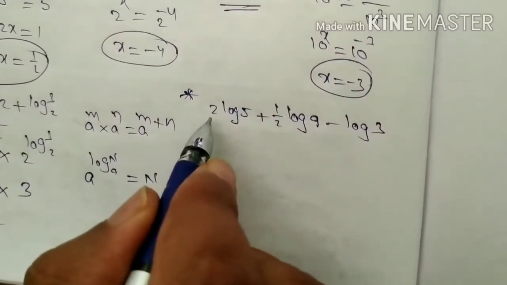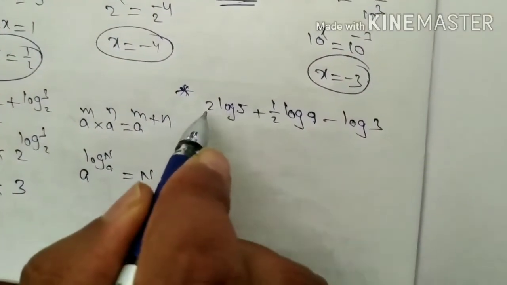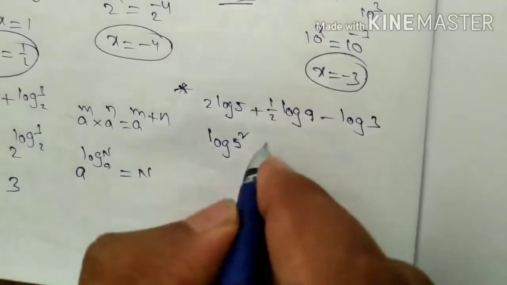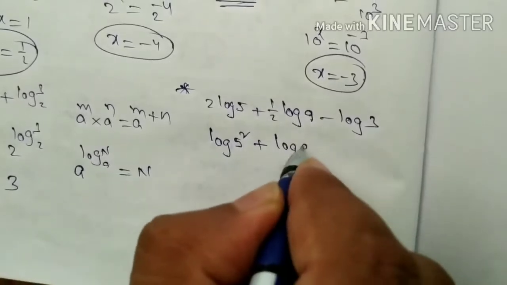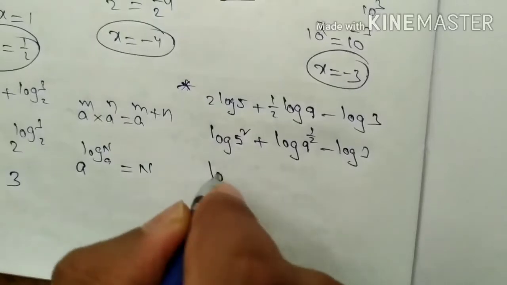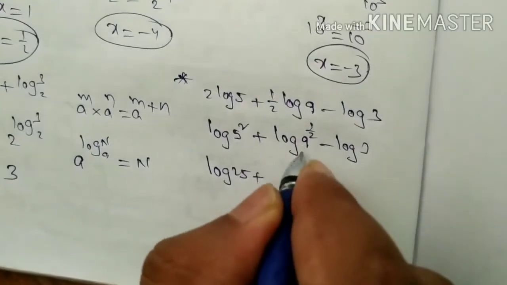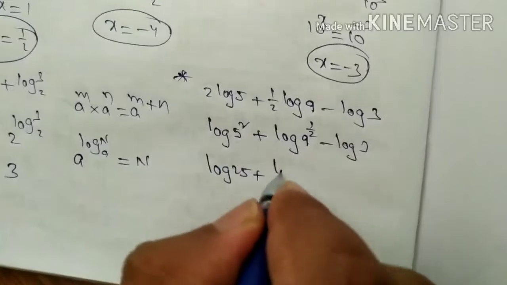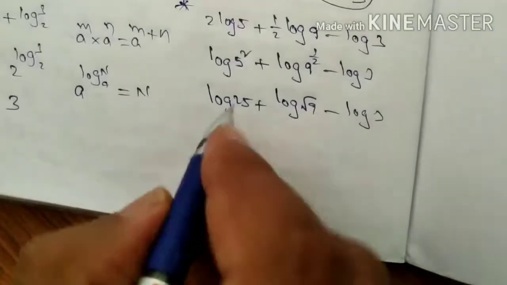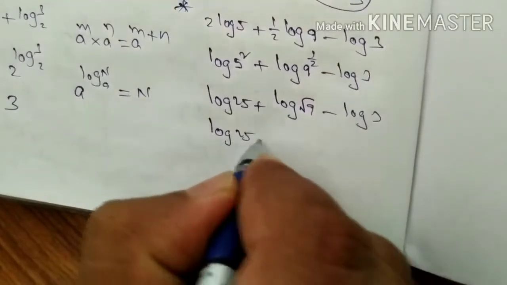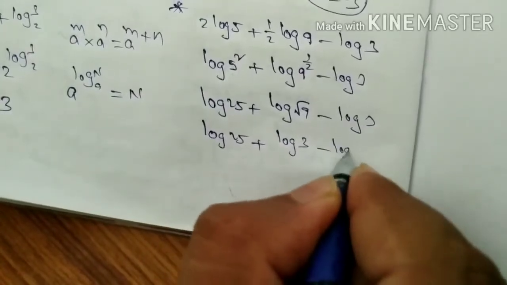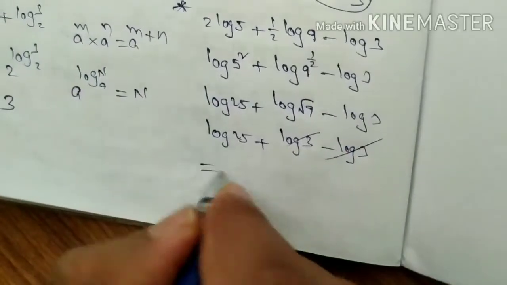This is in the form of, we have the formula n log x is log x to the power of n. So this is written as log 5 square, 2 came here. Similarly log 9 power 1 by 2 minus log 3. Okay, log 5 square value is 25. 9 power 1 by 2 means root 9. Log root 9 minus log 3. Okay, next. Log 25 plus log root 9. Root 9 value is 3. Here log 3 minus log 3 cancel.